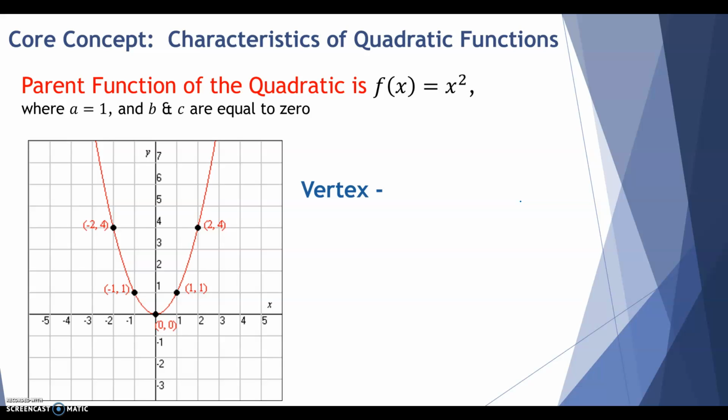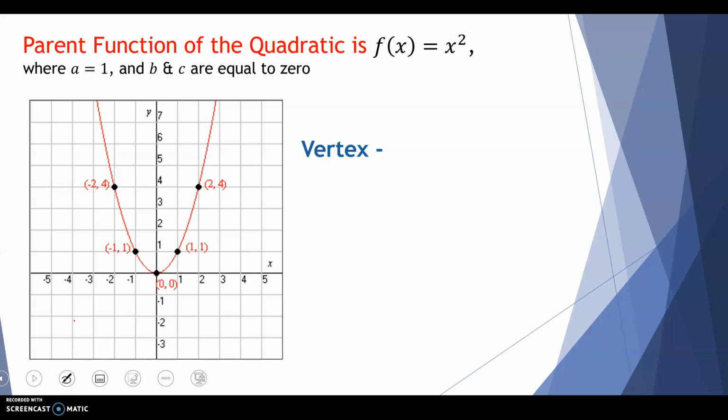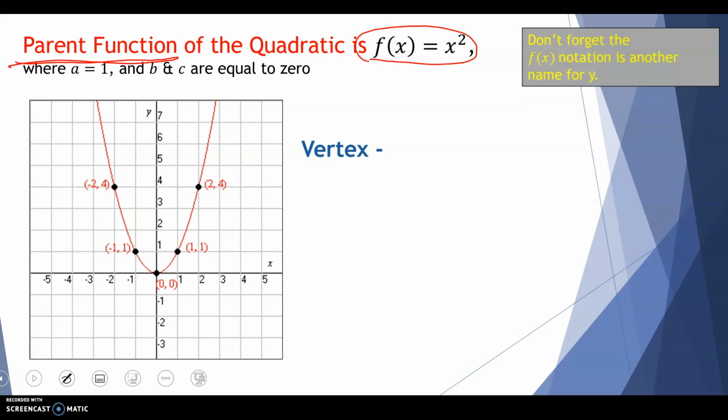So this graph you see here is the parent function of a quadratic function. Okay, so parent means obviously the head, and this is what it is. It is f of x equals x squared. Okay, and just to clarify, the f of x notation was just another name for y. So this is the main function that you're going to see. Now, if I were to add different numbers to that function, then it wouldn't be the parent function. It would be like the offspring. So that's what you're going to do later on, but not today.